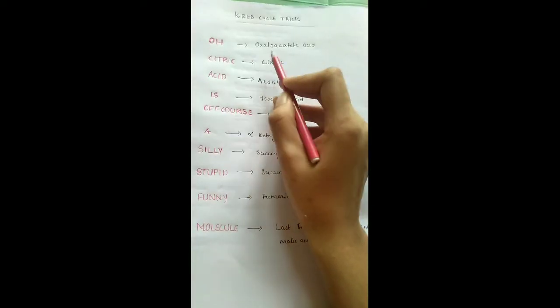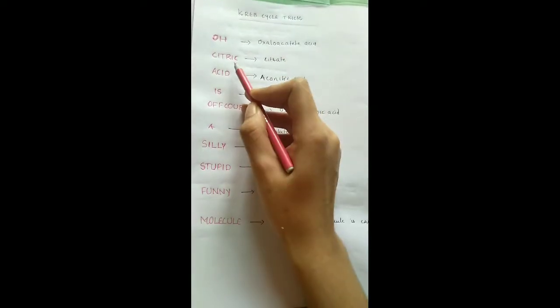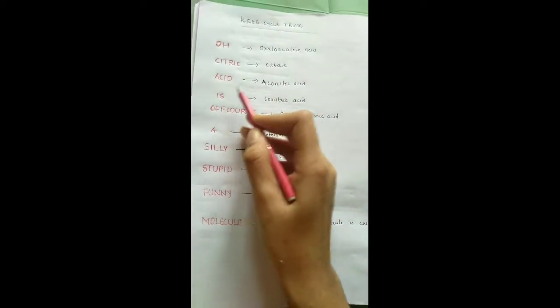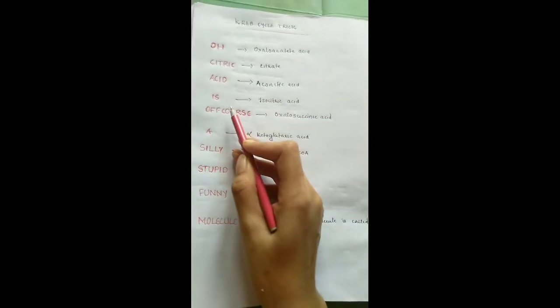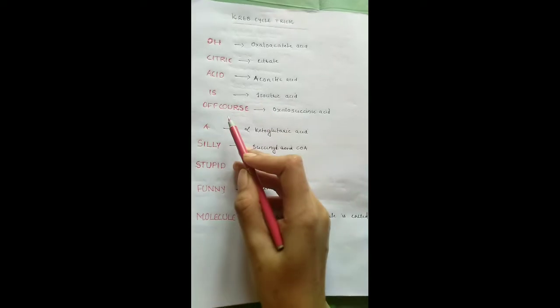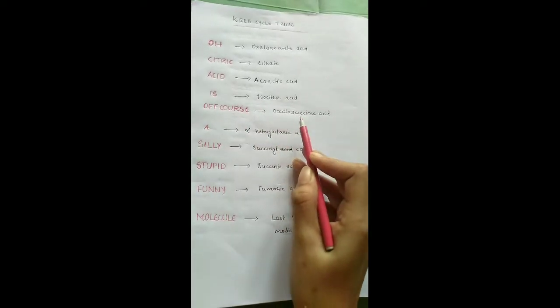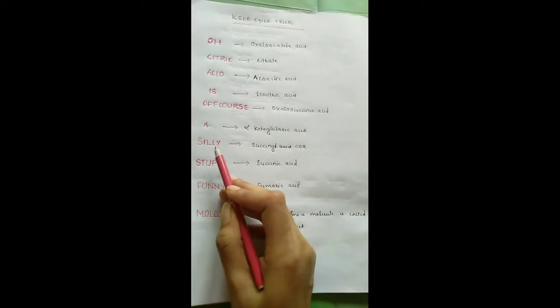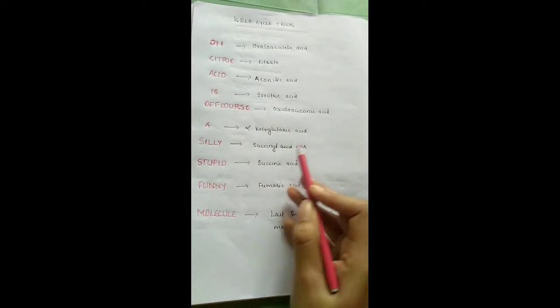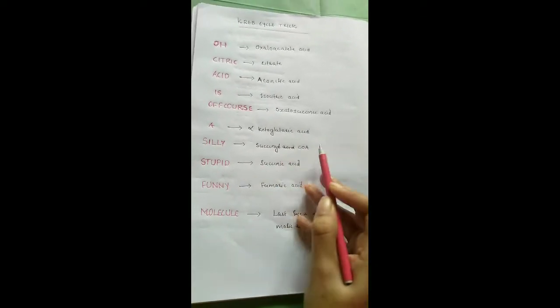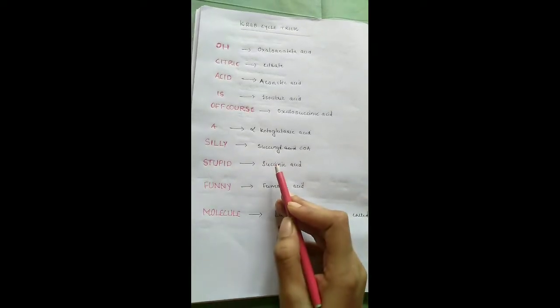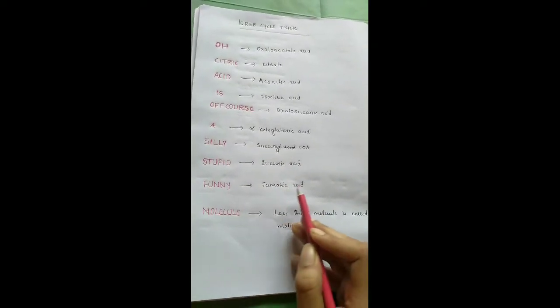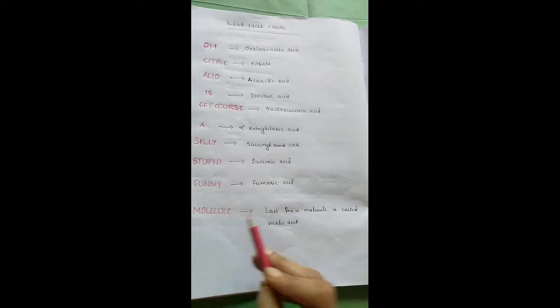Here, O is for oxaloacetic acid, citric for citrate, and acid for aconitic acid. E is for isocitric acid, and of course for oxalosuccinic acid, and A for alpha-ketoglutarate, and silly for succinyl CoA, that is succinyl coenzyme A, and stupid for succinic acid, and funny for fumaric acid, and molecule, the last one, is malic acid.